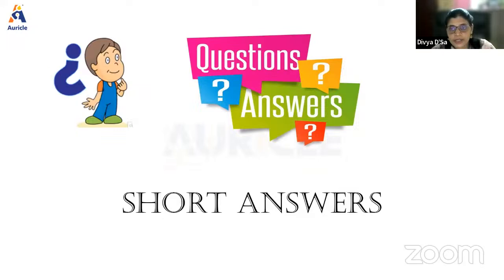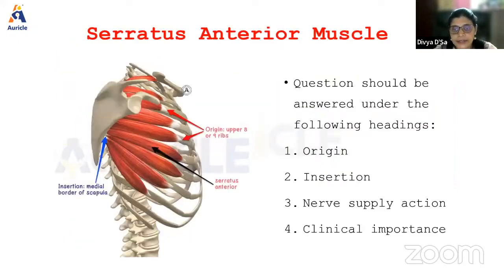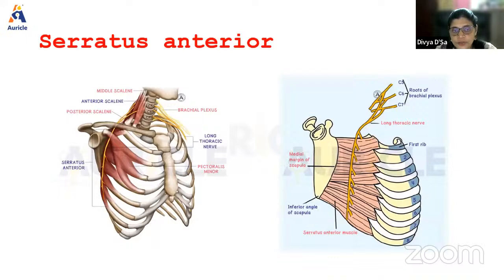Then coming to the short answers. First is serratus anterior muscle. For any muscle, we have to write origin, insertion, nerve supply, and action, as well as clinical importance if any is there. So origin of the muscle: it originates from the first to eighth rib, by 8 digitations.